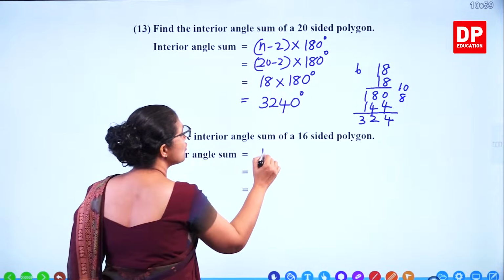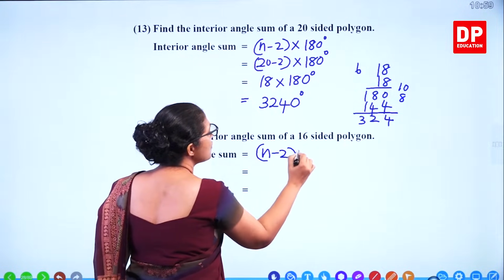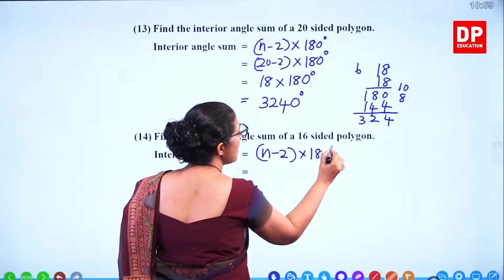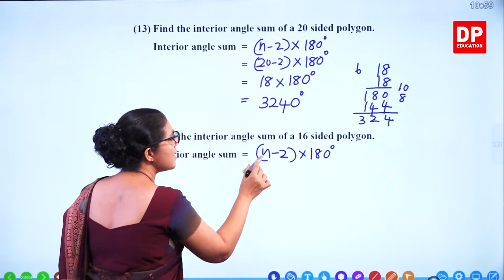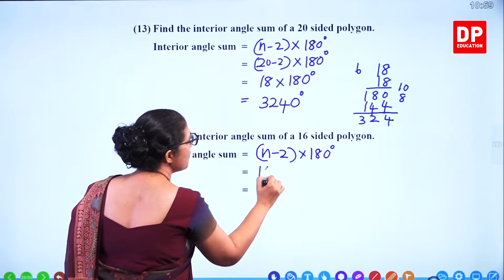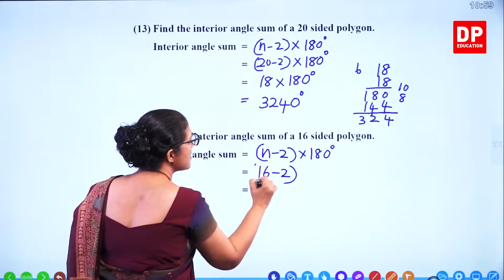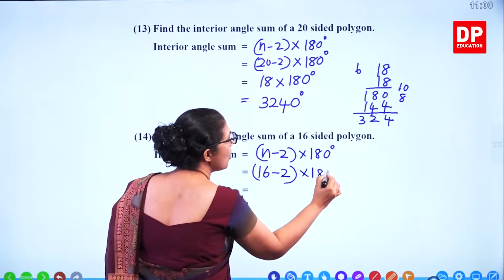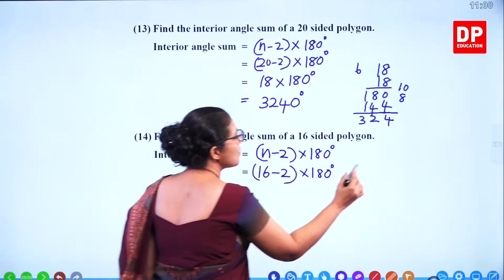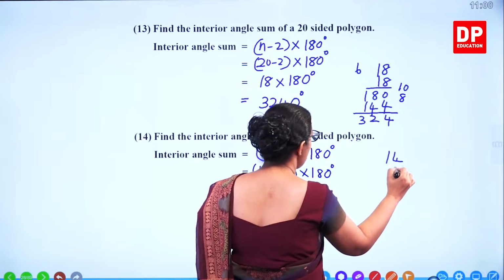Find the interior angle sum of a 16-sided polygon. So you can substitute into the formula. N minus 2 into 180 is the angle sum of any n-sided polygon. If n is 16, that's 16 minus 2 into 180. So that's 14 times 180.